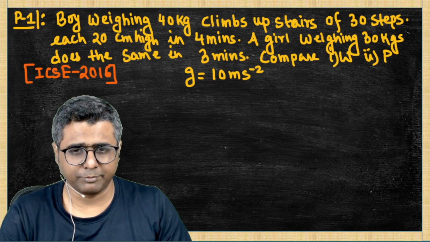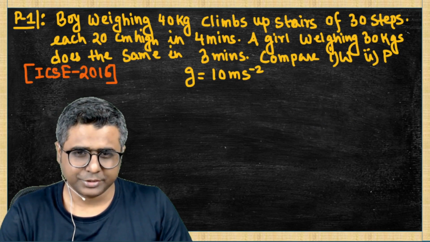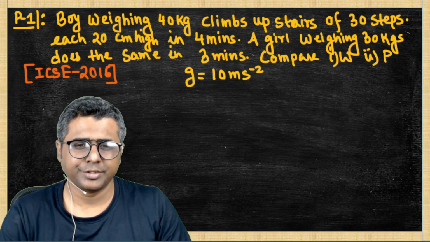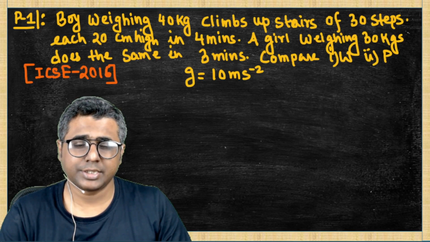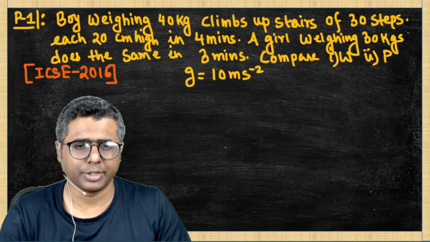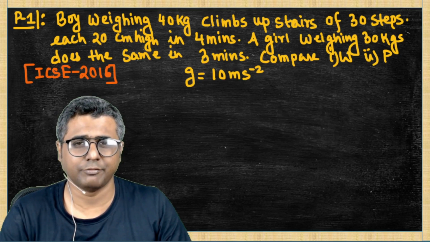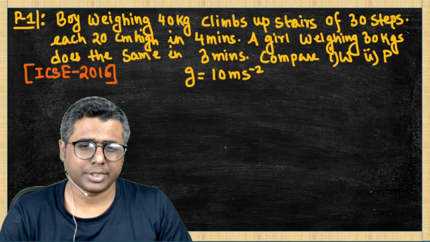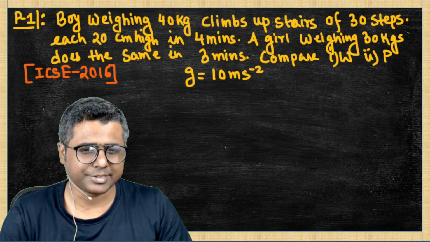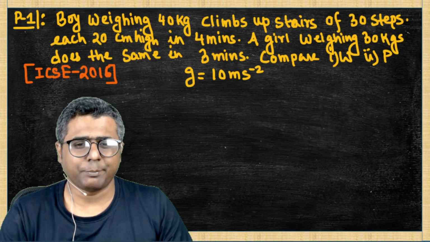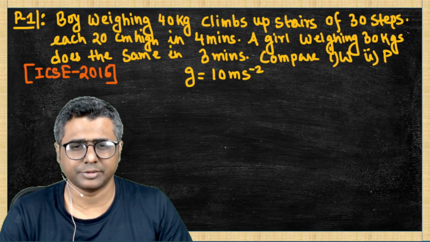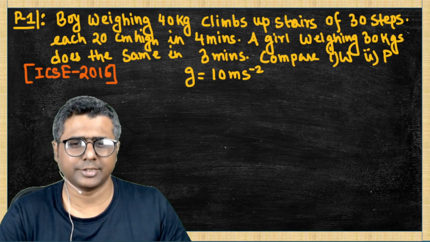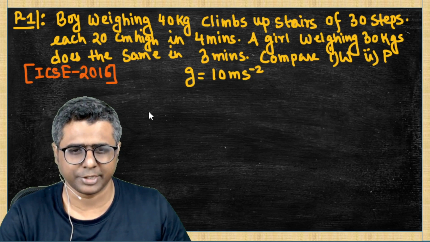So this is our first problem that we are going to do. So what is given over here? A boy weighing 40 kg climbs up a stair of 30 steps, each having 20 centimeter height, in 4 minutes. The girl does the same, but the girl having a weight of 30 kg only, but does the same in 3 minutes. The girl is efficient, I guess. Compare work done and the power, and the value of g is given. This question was asked in ICSE examination 2016. So let us go ahead and try this problem out. So please copy the question, pause the video, copy the question, and then let us do together.